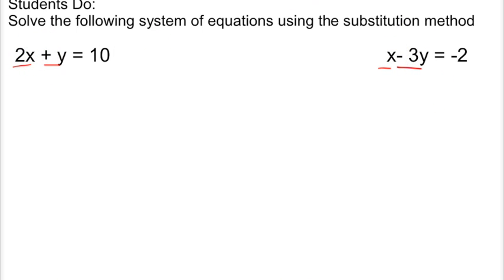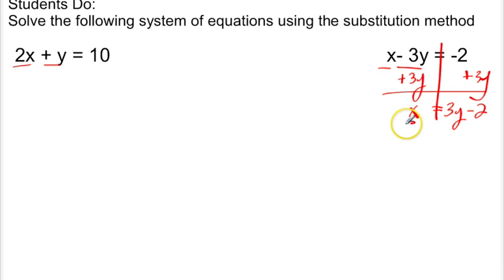I'm going to add 3y to both sides. The nice thing about this one here is that I'm going to make a negative into a positive. This negative 3y is now positive 3y. So x equals 3y minus 2.